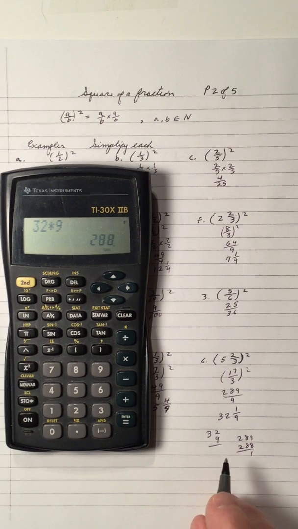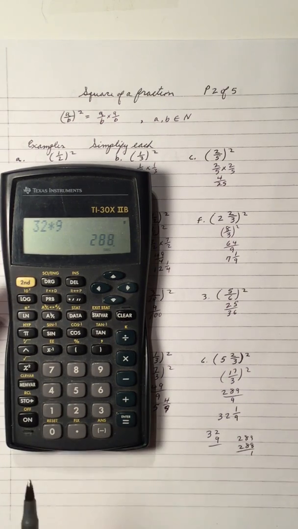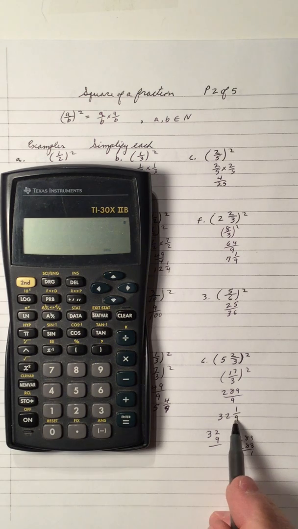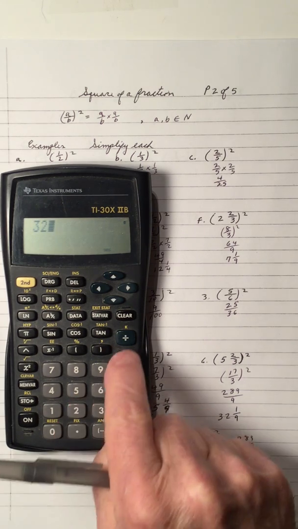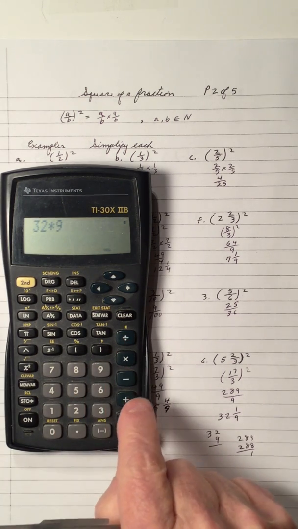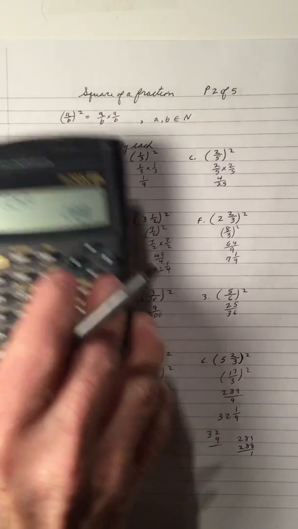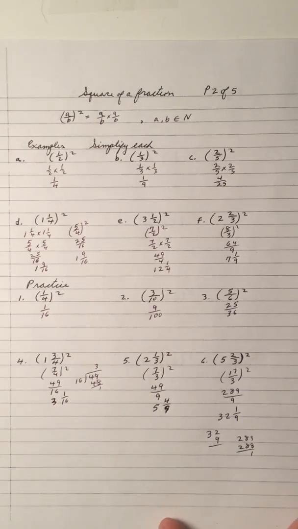32 and 1/9. So again, most students use a calculator. So I'll use my calculator and show you how to handle it. And to check it out, to make sure, let's go 32 times 9 plus 1. 32 times 9, and we add on 1, so we got 289. Good.